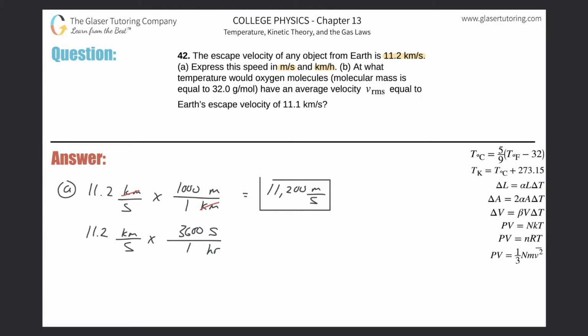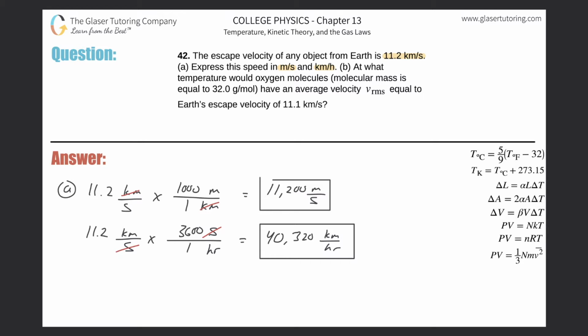If you didn't know that, not a big deal. You could have converted to minutes and then to hours. We would have come up with the same answer. So now this we probably should do in the calculator, 11.2 times 3,600. And we get about 40,000. I don't really care about sig figs right now. 40,320. And that's going to be kilometers per hour. So those should be the two values there for letter A.